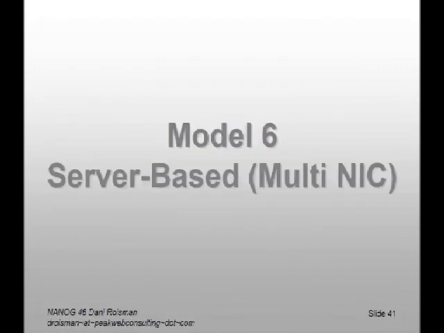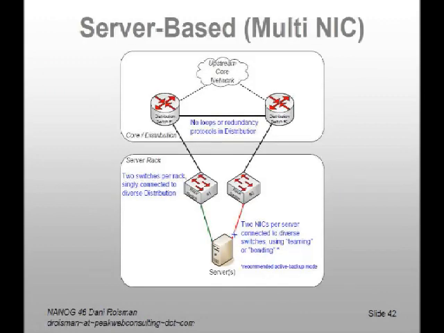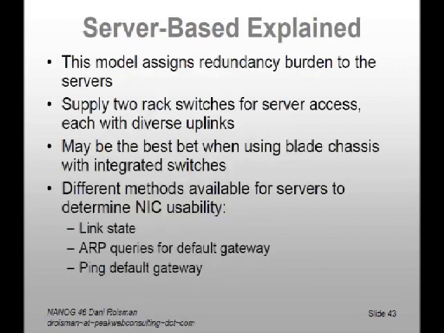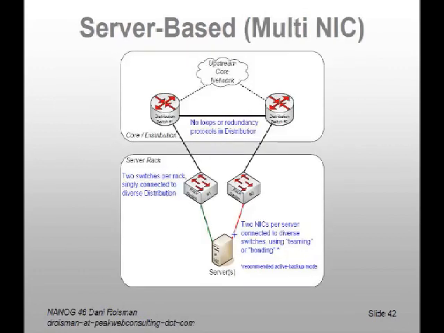The last model here, this is a server-based model. This is where you have multiple NICs in the servers. This one, many people know and love it. This is called NIC teaming, NIC bonding. So the server itself has 2 uplinks to diverse rack switches. Those rack switches each have diverse uplinks to different distribution devices. Very simple. There are no loops. Or I'll say there are no loops in the network model.